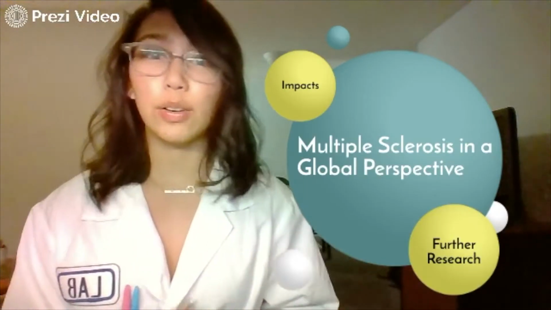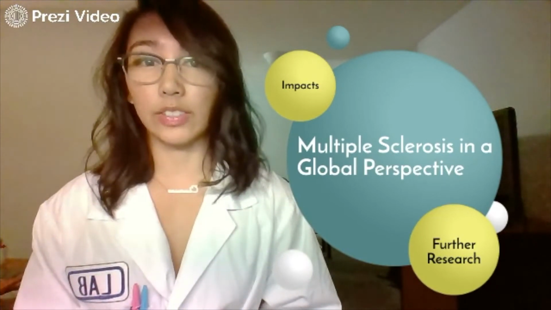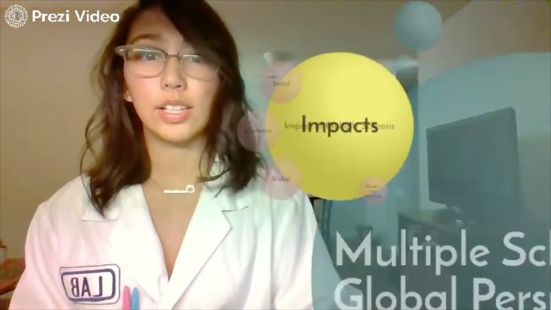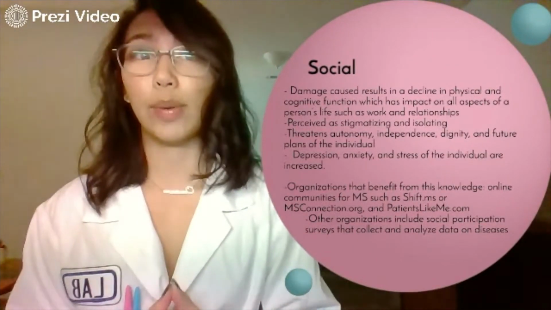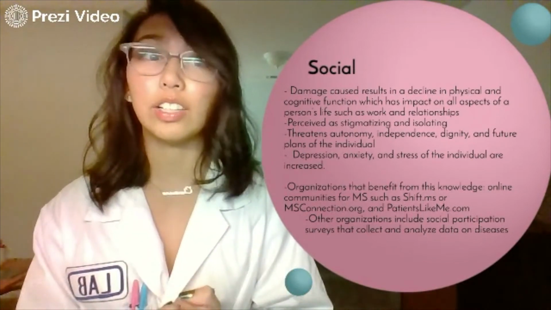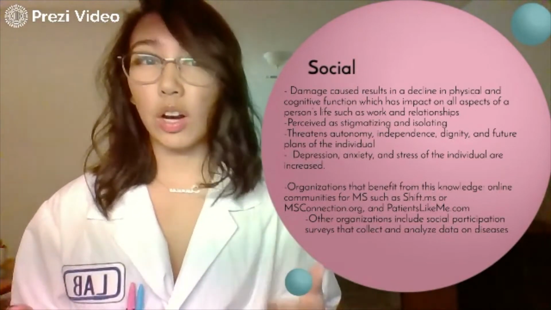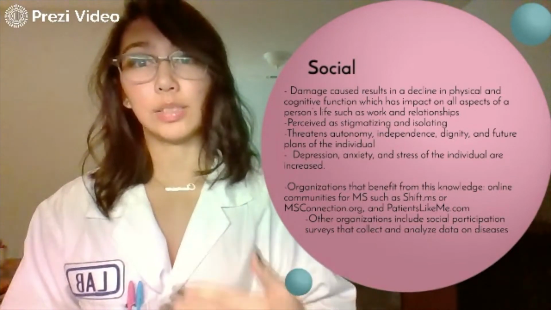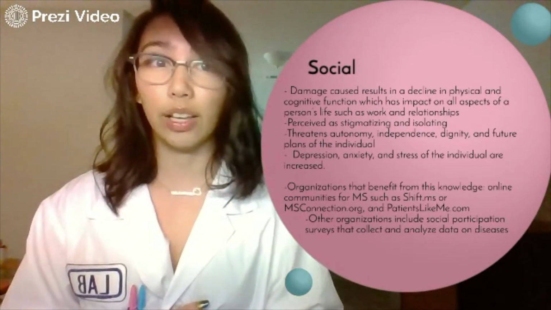Hi everyone, so in my part I will be explaining the impacts and discussing further research on MS. As for the social impacts of MS, MS results in a decline of physical and cognitive function, which has an effect on all aspects of a person's life. Not only that, but MS can be perceived as stigmatizing and isolating, resulting in a decline in emotional health.